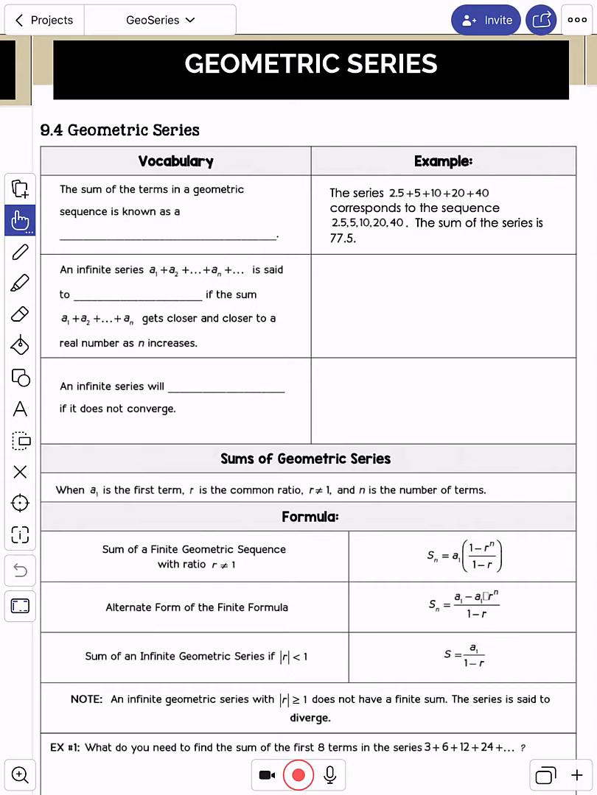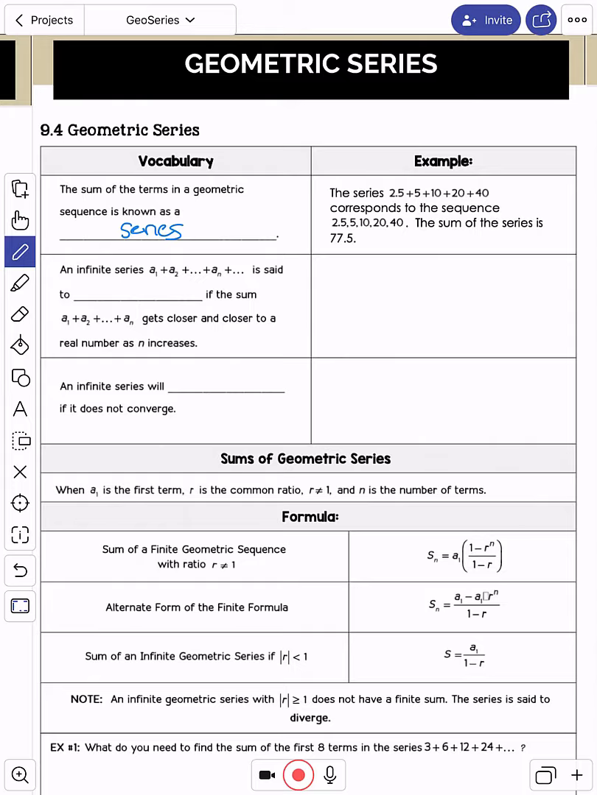One of stuff to know, vocabulary and so forth. So just like we had geometric sequences, we had arithmetic sequences, and arithmetic sequences had arithmetic series that are the sum of the terms. So geometric sequences also have geometric series. So the sum of the terms in a geometric sequence is known as a series.